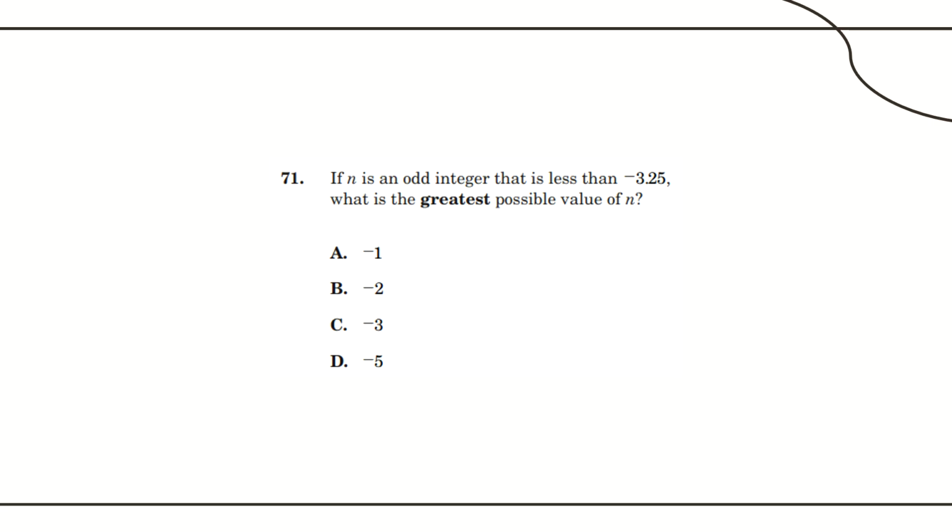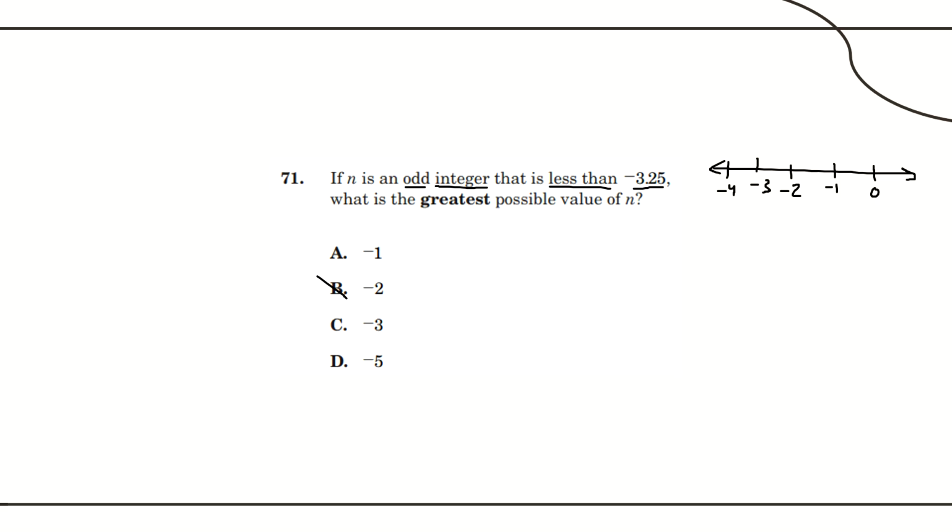So in this problem, it says, if n is an odd integer that is less than negative 3.25, what's the greatest possible value of n? Okay, so the most important characteristics of n is that it's odd, it's an integer, and it's less than this value. How I would visualize this is I would draw a number line, right? So we have, let's say 0, -1, -2, -3, and -4, right? So n is odd, so that instantly cancels out answer choice B because -2 is not odd. It's an integer, all these are integers, but it's less than negative 3.25.